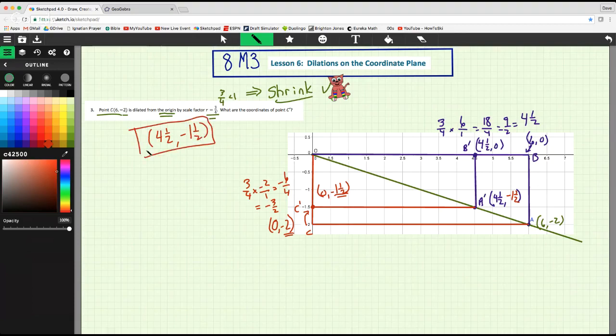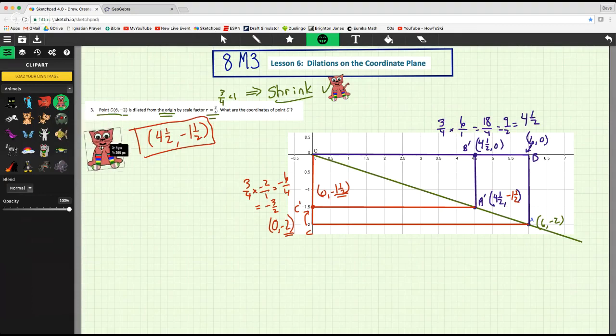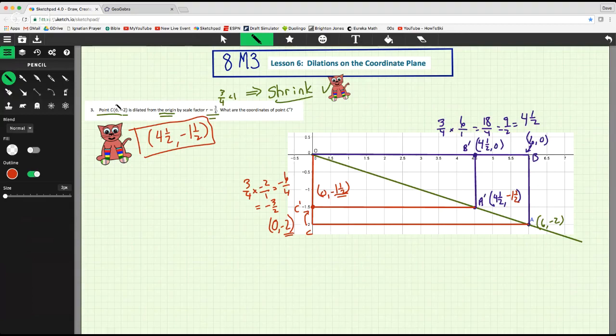Now you could have also just figured that out. You wouldn't have to do any of this. Well, let's happy cat that. Let's celebrate our happy cat that we got it. But you wouldn't have to do any of this if you would just use the formula that says that x times r equals our x prime, and our y times r equals our y prime. So our x is 6 times 3/4 equals 4.5.